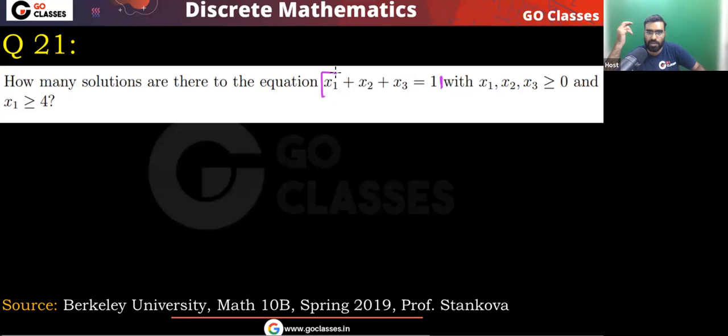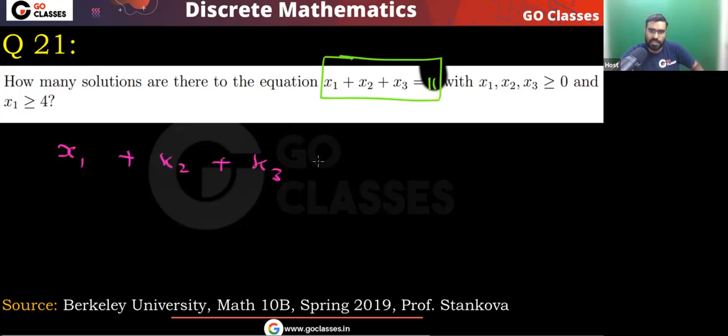Now this is equal to 11. This is what I'm doing. Now you can see this is your x1 plus x2 plus x3. This should be equal to 11, but this value must be greater than or equal to 4, this value greater than or equal to 0, and this value greater than or equal to 0.